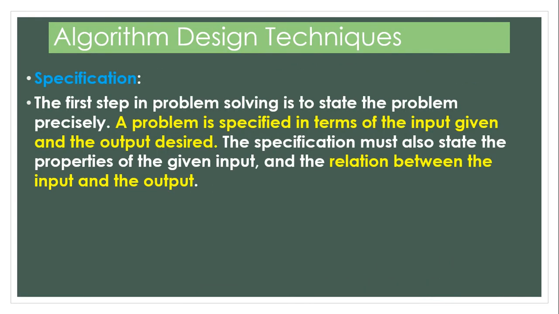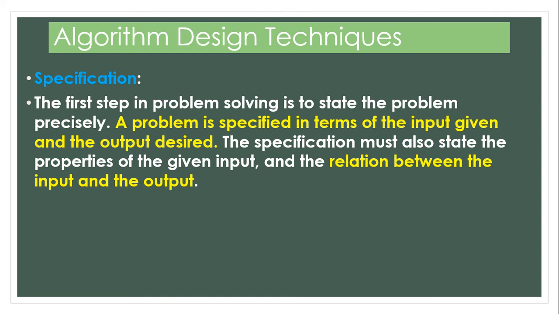Specification. What is specification? The first step in problem solving is to state the problem precisely. Every problem is algorithmic in nature, so we have to find the solution for that problem. The problem should be given very clearly, so that only then can we analyze the problem and frame instructions to solve it. Only when the problem is clear can you frame a solution here. The problem is specified in terms of the input given and the output desired.